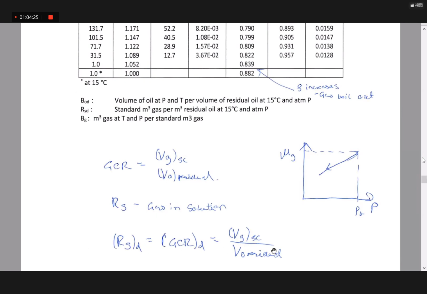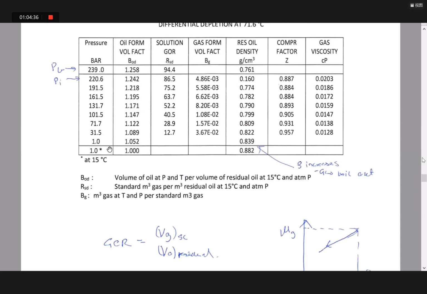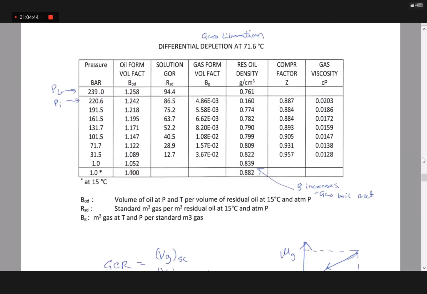is calculated based on the volume of gas we have at standard condition divided by volume of residual oil. So here is the residual oil. The relative volume. They all refer to volume at 1 bar, 1 atmosphere and standard temperature.